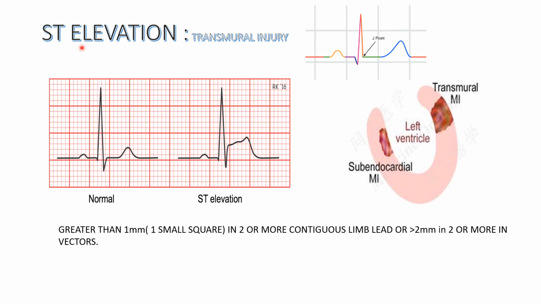So in ST elevation, there is transmural injury, which means the whole thickness of the myocardium is involved. There is something known as the J point where the QRS complex meets the ST segment. The J point should always be at the baseline, but whenever it is elevated more than 2 mm, it leads to ST elevation.